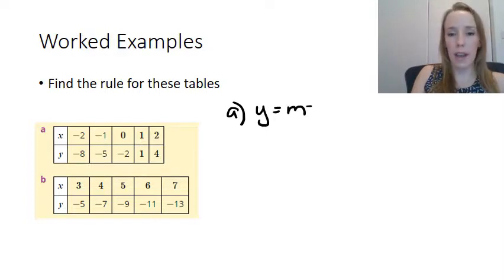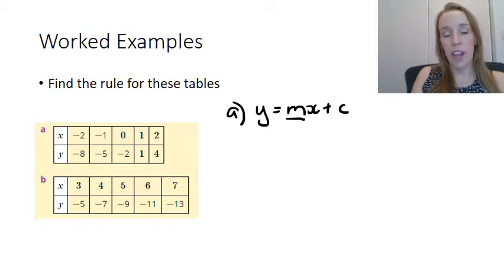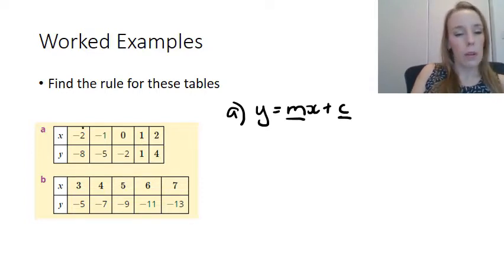y equals mx plus c. And m is the coefficient of x. It's the change in y as x increases by 1. And c is the value of y when x equals 0. So we look at our table. x is increasing by 1. So what is y doing as it changes?